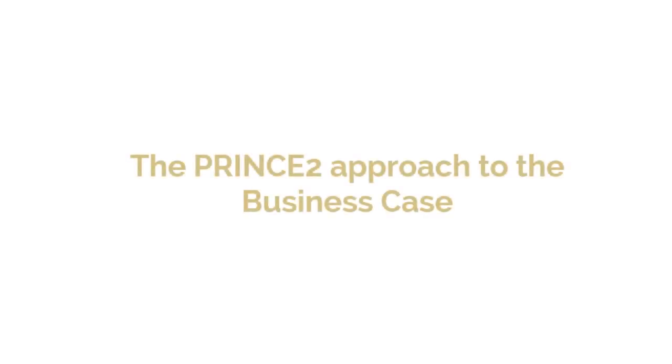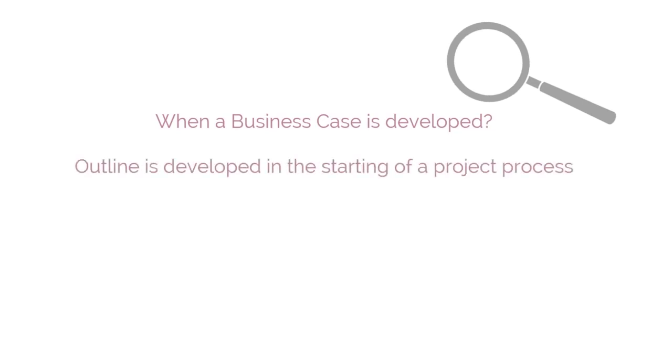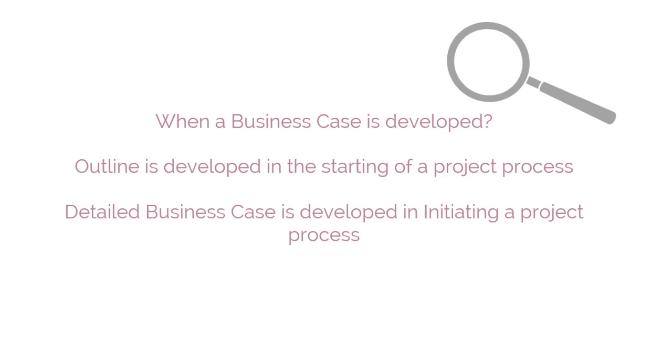Let's look at the PRINCE2 approach to business case. When we went through the processes, we learned that there are different management products created in different processes. Can you recall when the business case is created? The outline of the business case is developed in the starting up a project process. The detailed business case is developed in the initiating a project process.